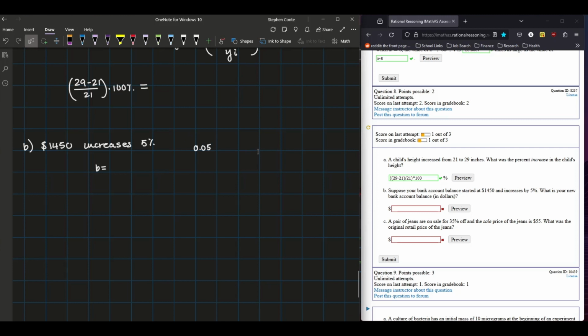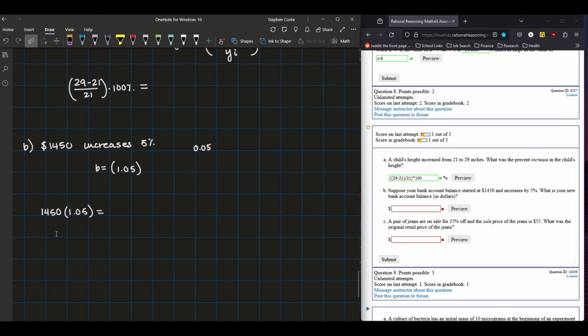But if I take $1,450 and I multiply it by 0.05, that's going to give me 5% of $1,450, which doesn't output the new balance. It outputs the value that I'll add onto the original balance to get the new balance. Instead, I could use our growth factor of 1.05, right? Take our initial value, 1450, and multiply it by our growth factor. And this will give me the new balance.